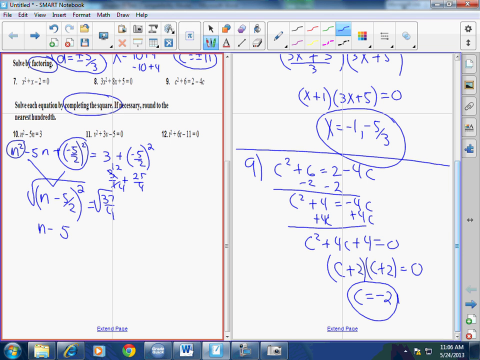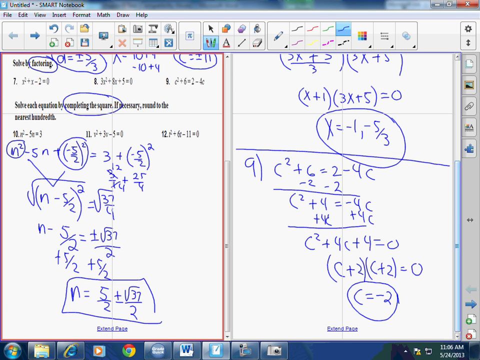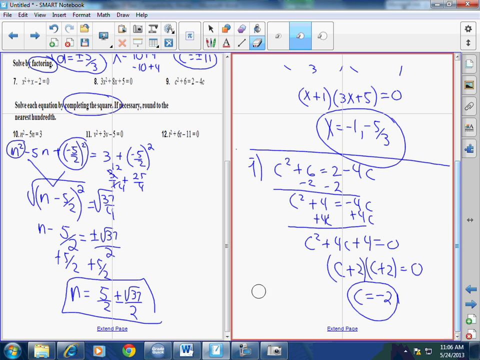N minus 5 halves equals plus or minus square root of 37 over 2, because the square root of 4 is 2. I add 5 halves to both sides, and n would equal 5 halves plus or minus square root of 37 over 2. And that's that easy. Okay? I'll do 11 over here on this one so that I can have room for it.